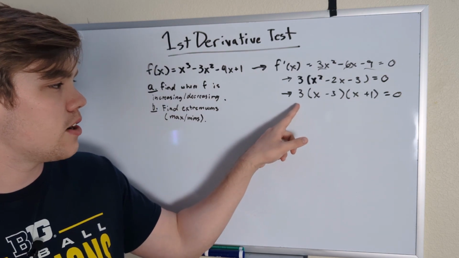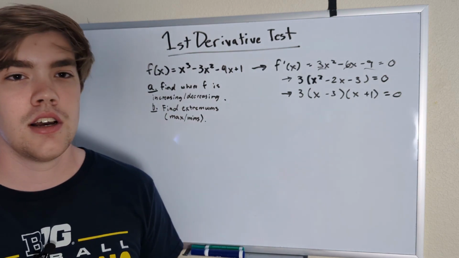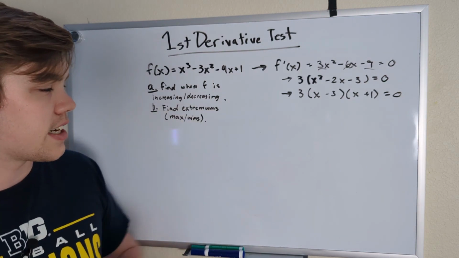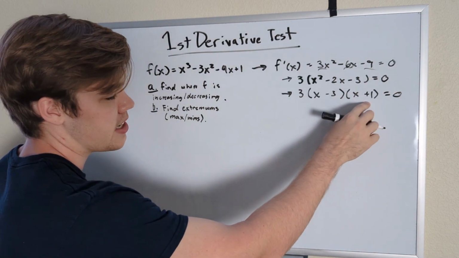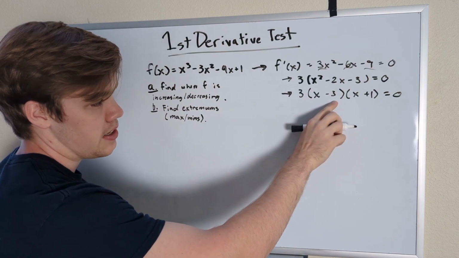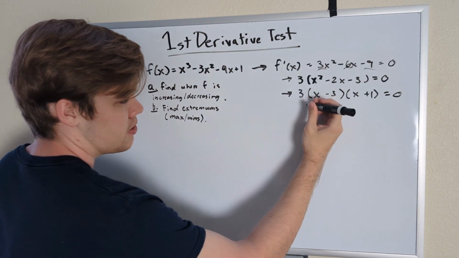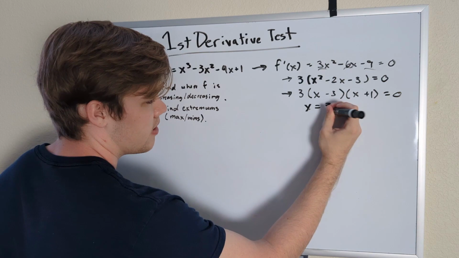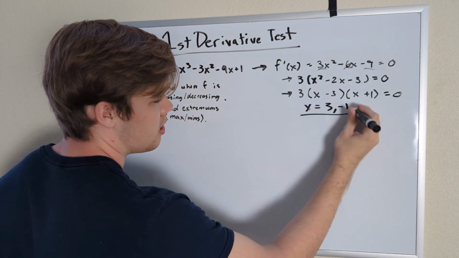Now that we have this, we know that each one of these individual factors must equal 0. We don't have to worry about the constant, but we do need to worry about these two, because if one of these two equals 0, then the whole expression equals 0. 3 minus 3 will equal 0, and -1 plus 1 will equal 0. So x is equal to 3 and -1. And these are our critical points.